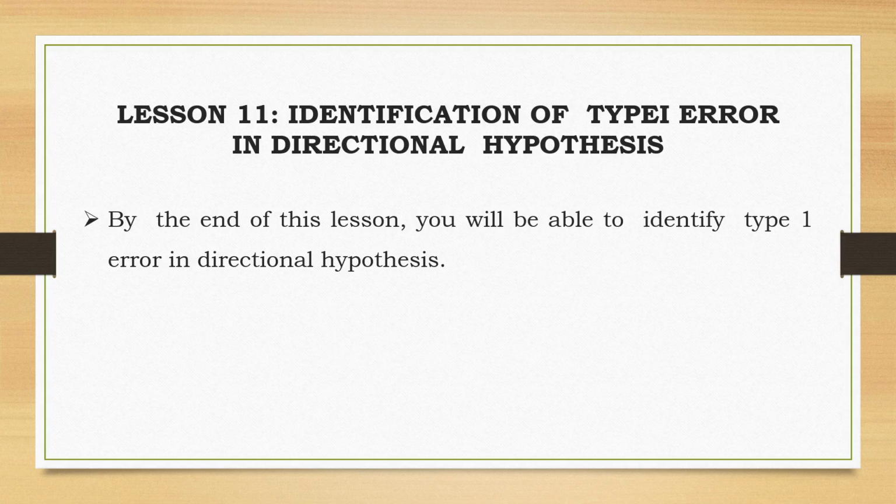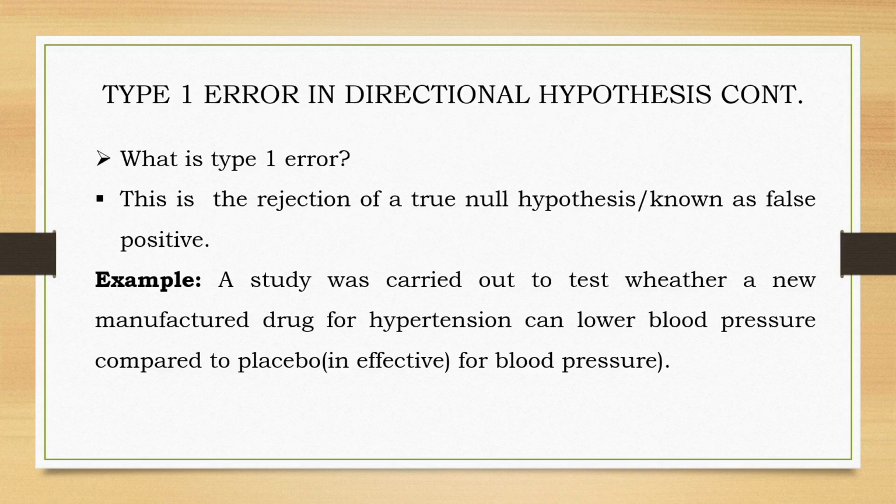We are meeting in lesson number 11, which is identification of type 1 error in directional hypothesis. By the end of this lesson, you'll be able to identify type 1 error in a directional hypothesis. What is type 1 error? This is the rejection of a true null hypothesis. It is also known as false positive.